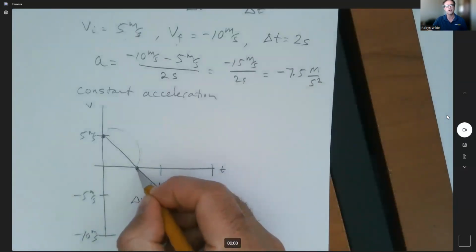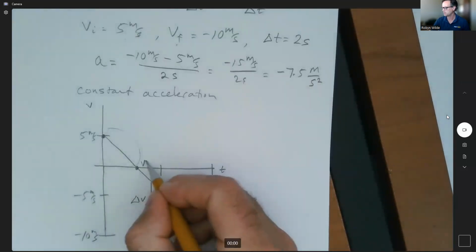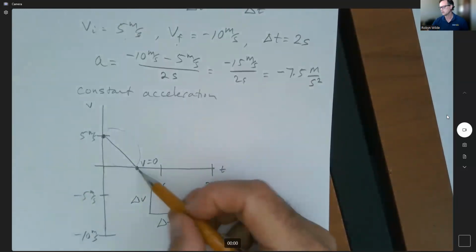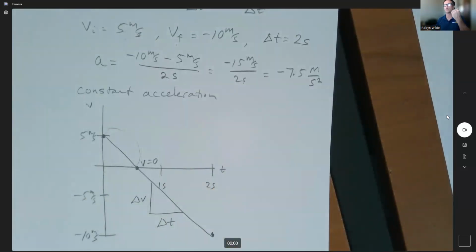Once I cross the time axis, my velocity instantaneously, just at that moment, is 0 as I come to a stop and I'm turning around. As I turn around, my velocity is becoming more and more negative. So I'm actually speeding up in the negative direction. Okay, so this is a case of constant acceleration.